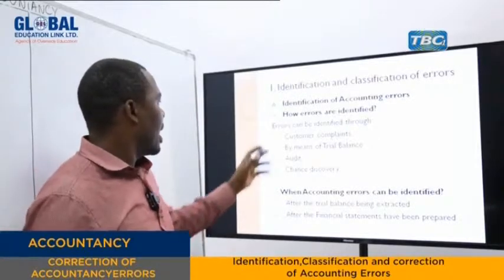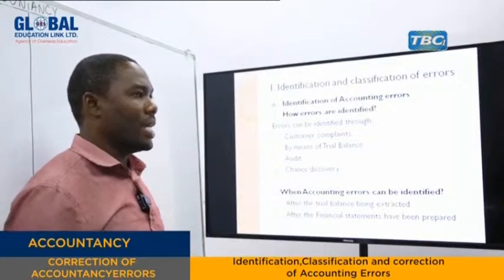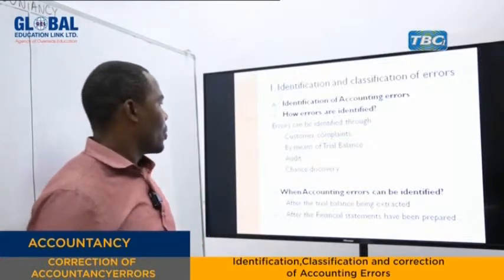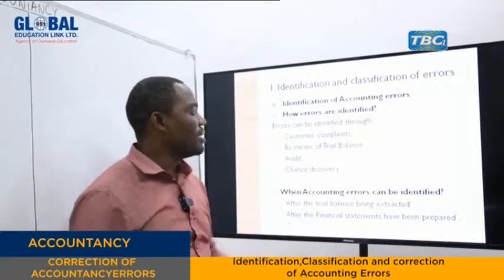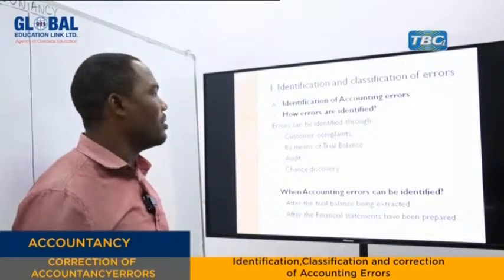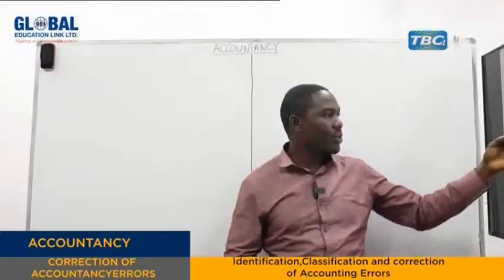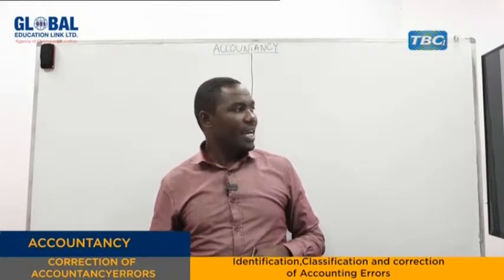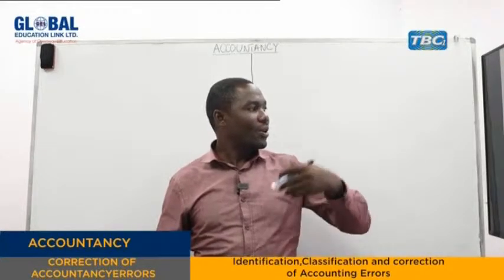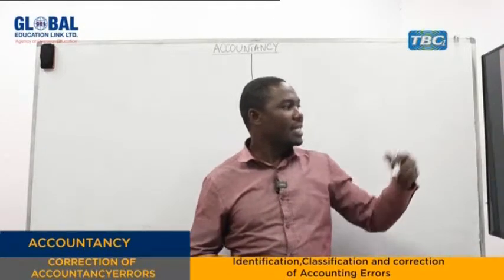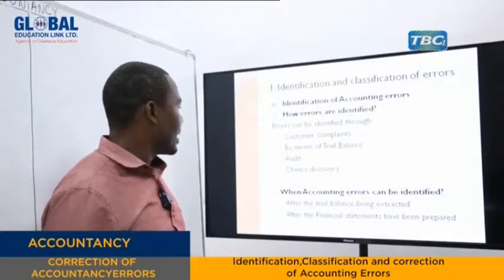We need to know how errors are identified in accounting. Errors can be identified in various ways. You may identify errors through customer complaints. As the customer complains, either debtors, whose accounts you have over-debited, or creditors, it depends, but normally through customer complaints you may get to know that there are errors.